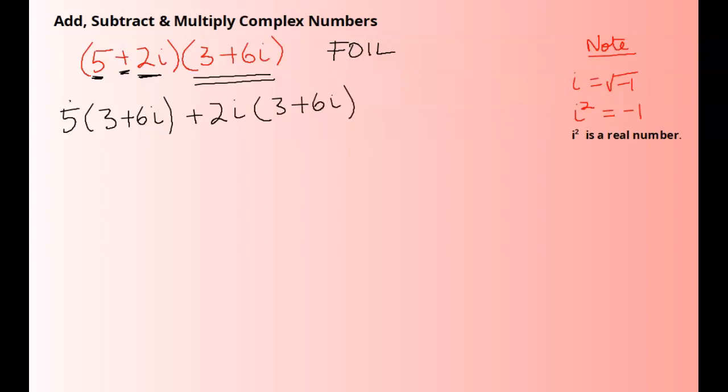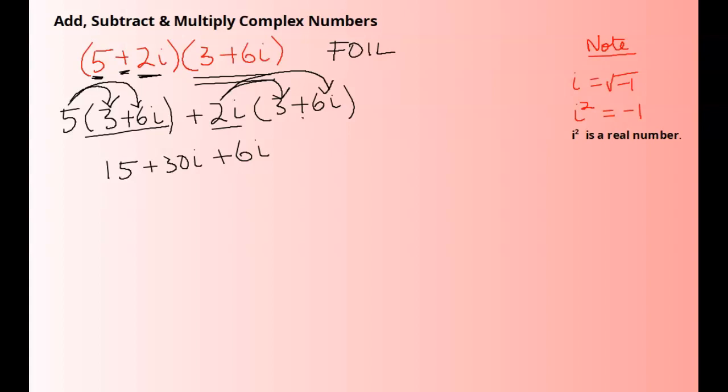Now we set our distribution: 5 times 3, which is 15, then 5 times 6, which is 30i. You're done with this one. You move on here, you multiply this, and you get 6i.